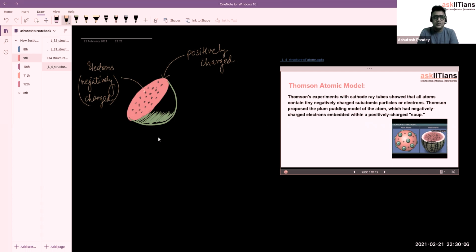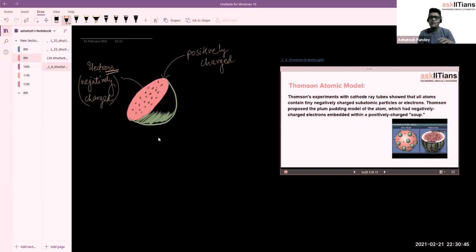So he actually explained by this why only electrons come out when electricity flows. He explained that electrons are like seeds embedded in the whole pulp, like in the watermelon case. This watermelon is positive charge, and the electrons are like seeds, negatively charged. You can see this figure here in the PPT.